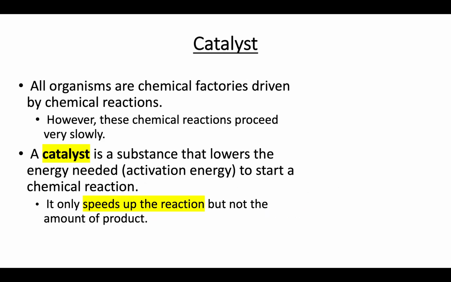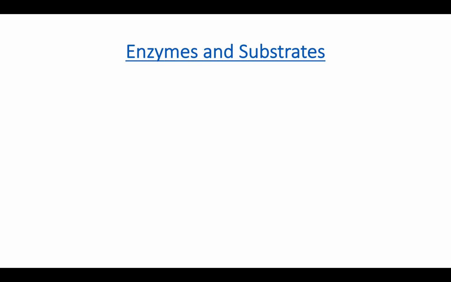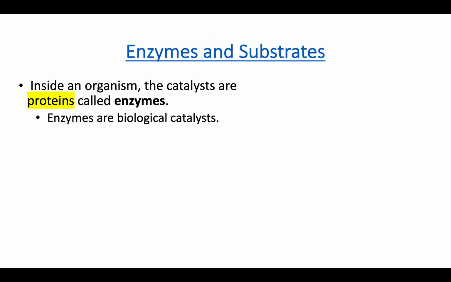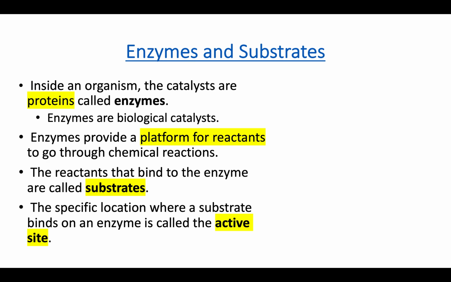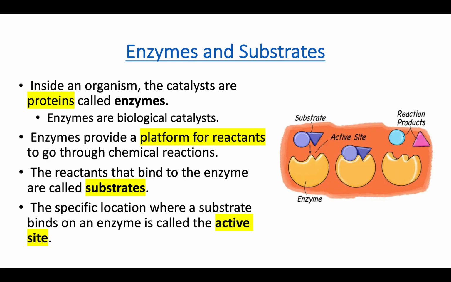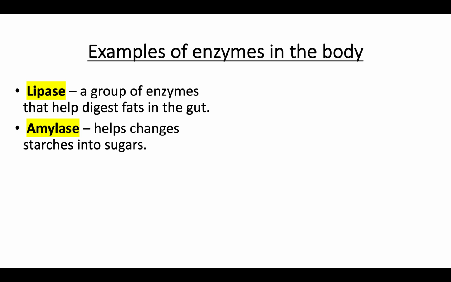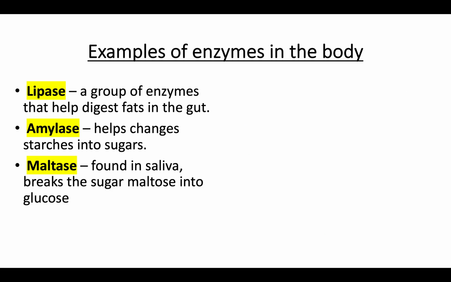Okay, we've gone through these slides. We've talked about catalysts, and catalysts are simply enzymes, and enzymes are made out of proteins. Enzymes bind to substrates in the active site, and they make new products. Examples of enzymes in the body, we have lipase, amylase, and maltase.